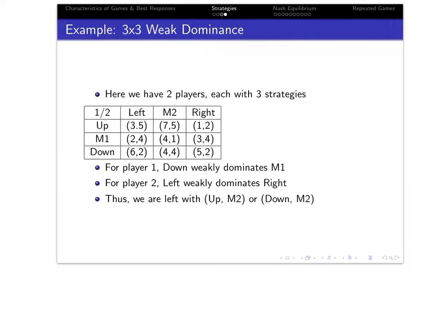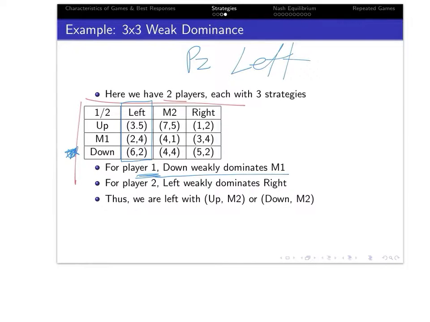Alright, so here we have two players, player 1 and player 2. They both have three strategies, same as before. Player 1 can play up, middle, or down. Player 2 can play left, middle, or right. So for player 1, down weakly dominates M1. Alright, so let's look at that. Here we're looking at down for player 1. Now let's lock in left. So now we're saying player 2 is definitely playing left.